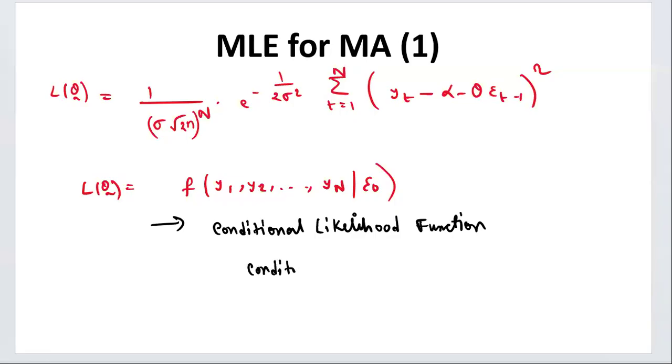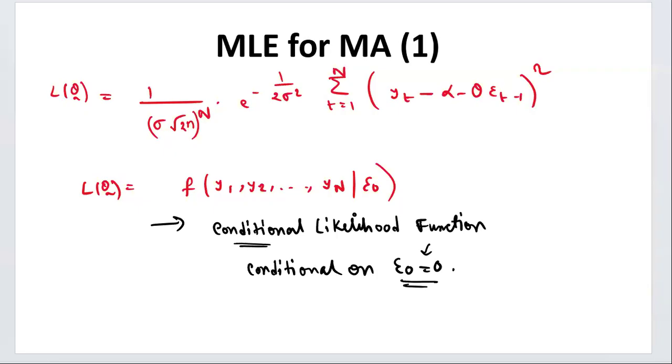Conditional on epsilon naught equals 0, right? Conditional on, why is this conditional? Because we have assumed something. This is not independent of assumption. Conditional means it is based on certain assumptions. So this is the assumption that we have made here, that epsilon naught has to be 0.